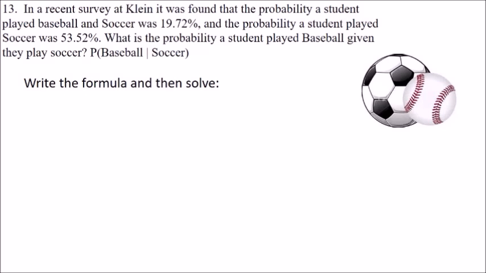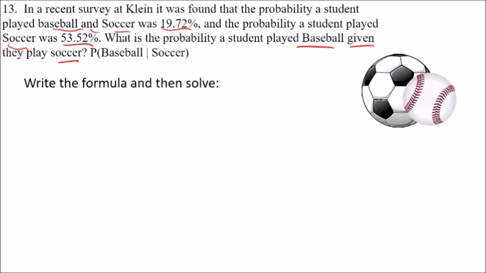Number 13, in a recent survey at Klein, it was found that the probability a student played baseball and soccer was 19.72, so baseball and soccer, 19.72%, and the probability a student played soccer was 53.52%. So what is the probability a student played baseball given they played soccer? So this one was kind of spelled out a little better for us. Baseball given soccer. Okay? And so now, they even wrote out the probability statement for us.